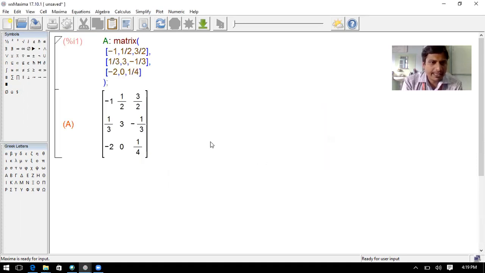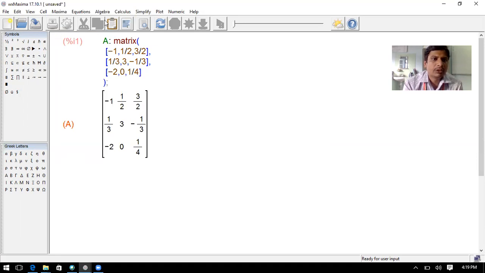A is one matrix that contains 3 rows, 3 column elements. That is minus 1, 1 by 2, 3 by 2, 1 by 3, 3, minus 1 by 3, then minus 2, 0, and 1 by 4. This is the A matrix. Okay, next, another matrix, that is the B matrix.